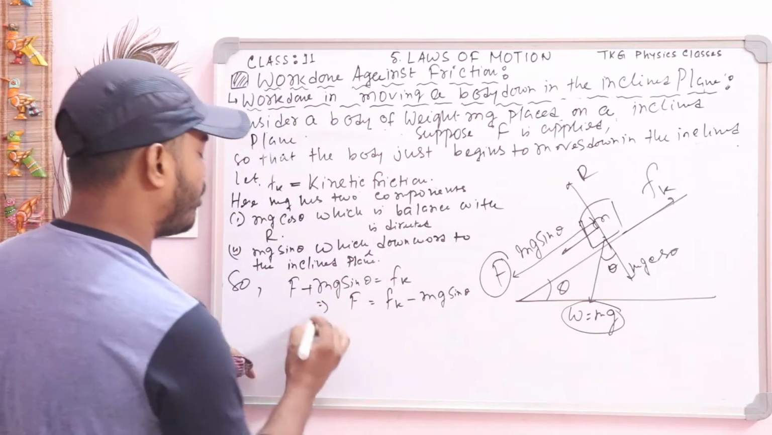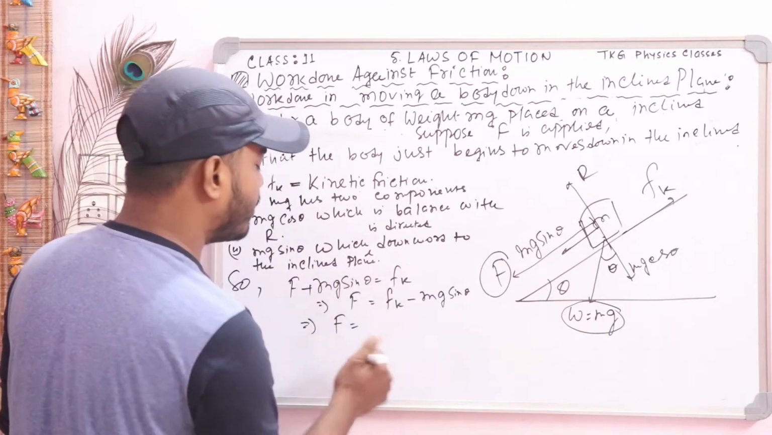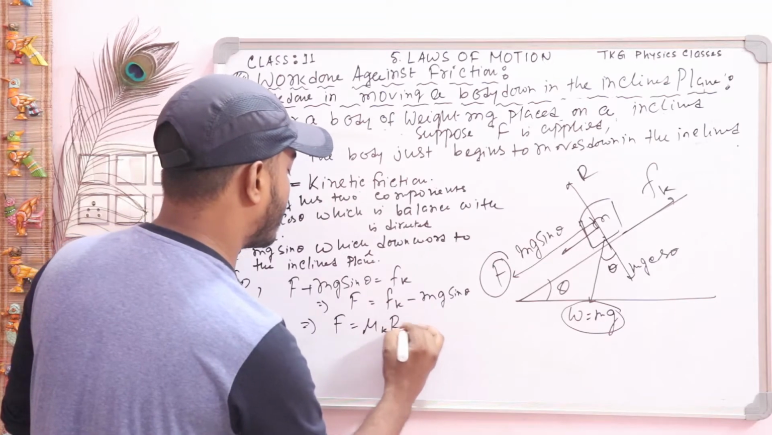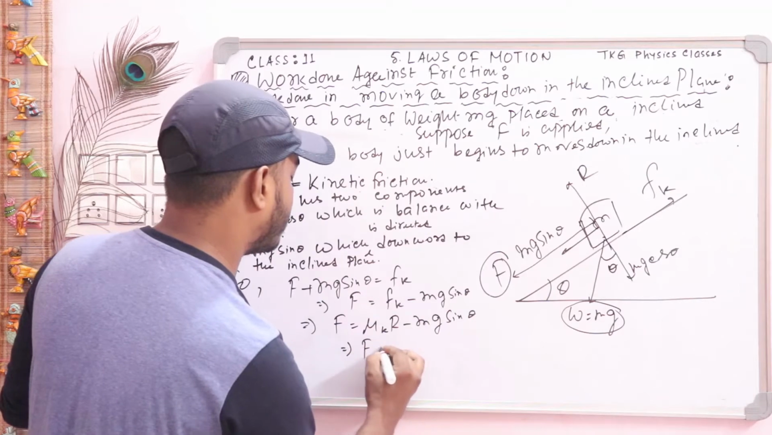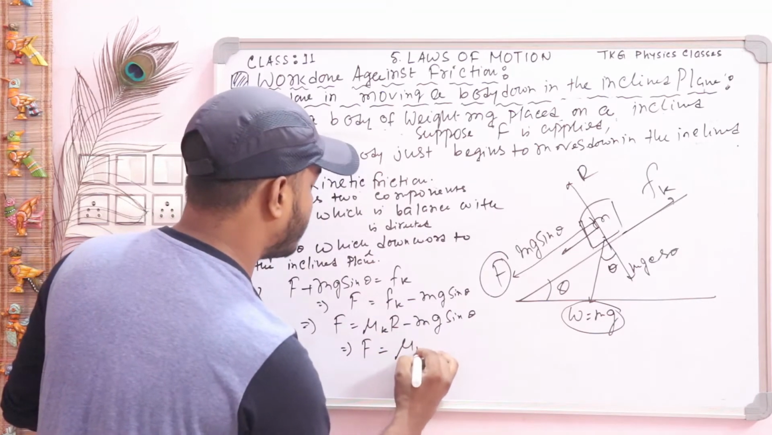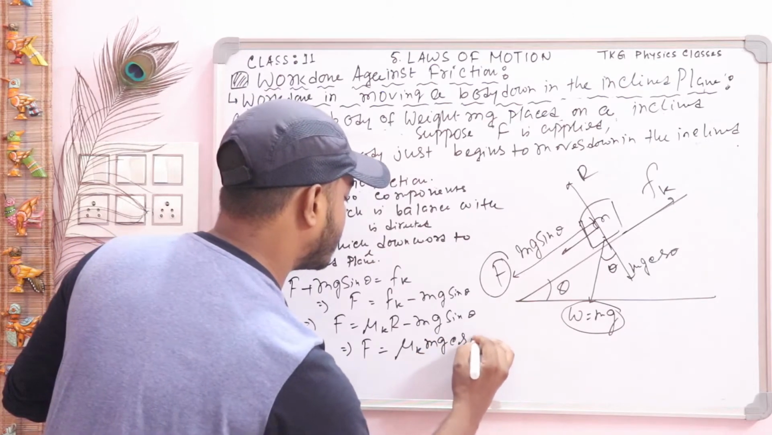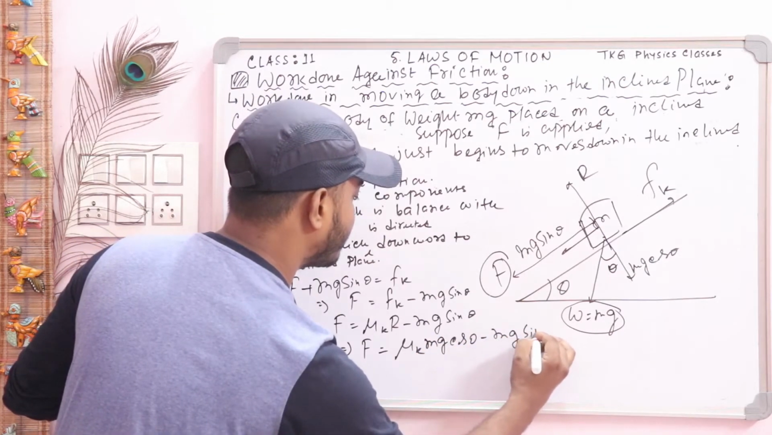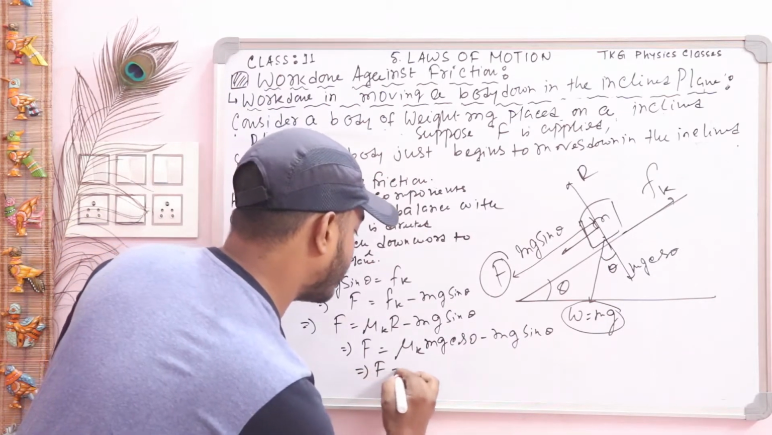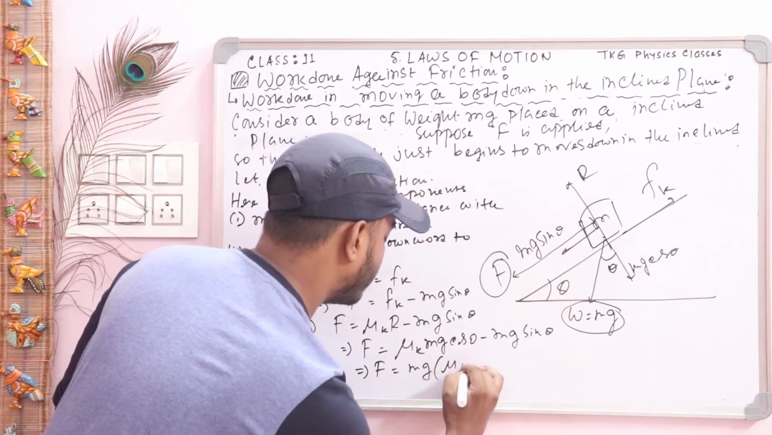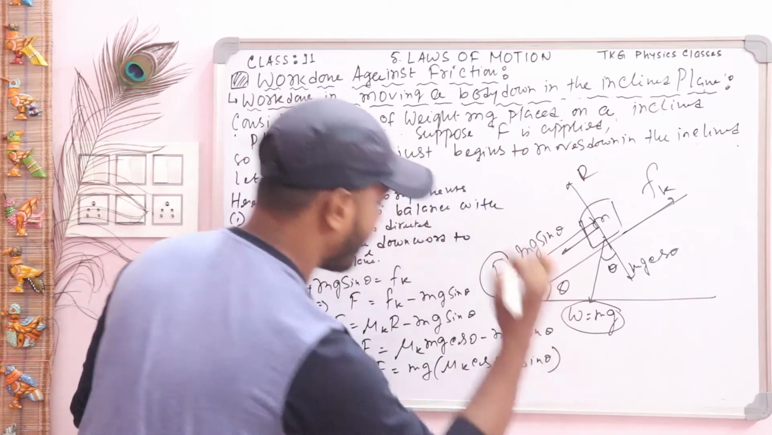Now F is equal to, in place of Fk you can write mu k into R, that is mu k into R minus mg sin theta. Now you know the value of R: R is balanced with mg cos theta, so F equals mu k mg cos theta minus mg sin theta. Now you can take mg common, so F equals mg into (mu k cos theta minus sin theta).